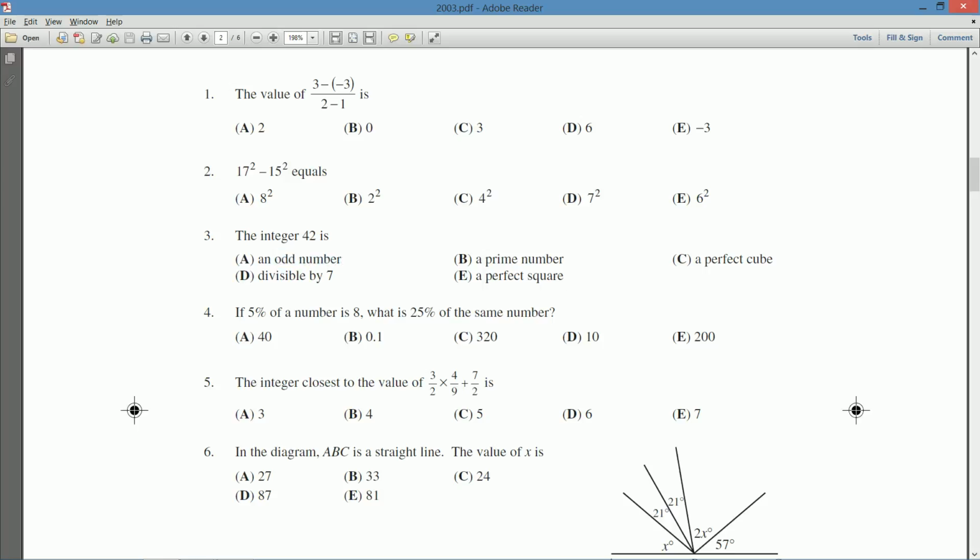An odd number is a number that doesn't end in 0, 2, 4, 6, or 8. Well, this number ends in 2, so it's not odd, it's actually even. So we know A is out.